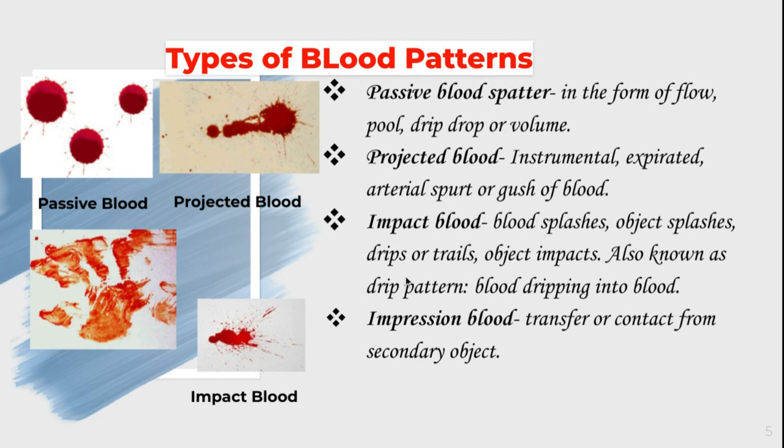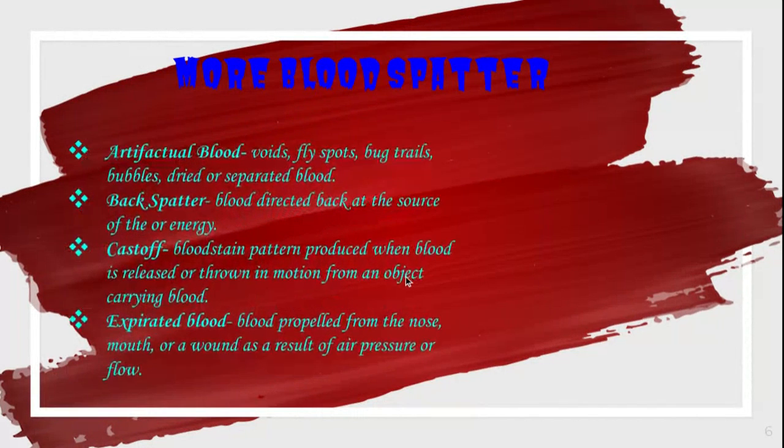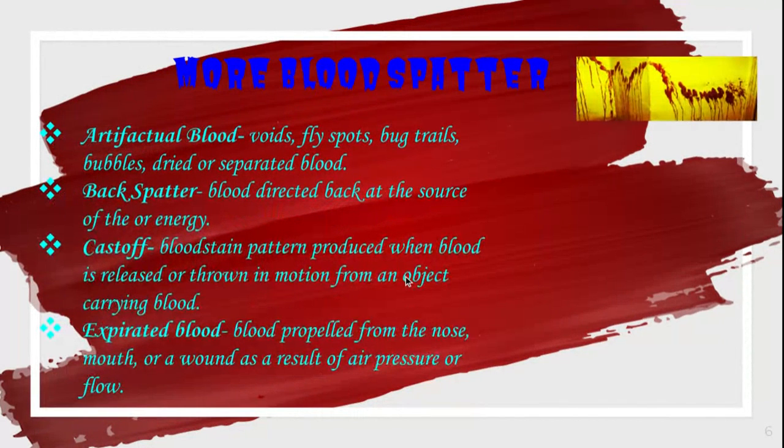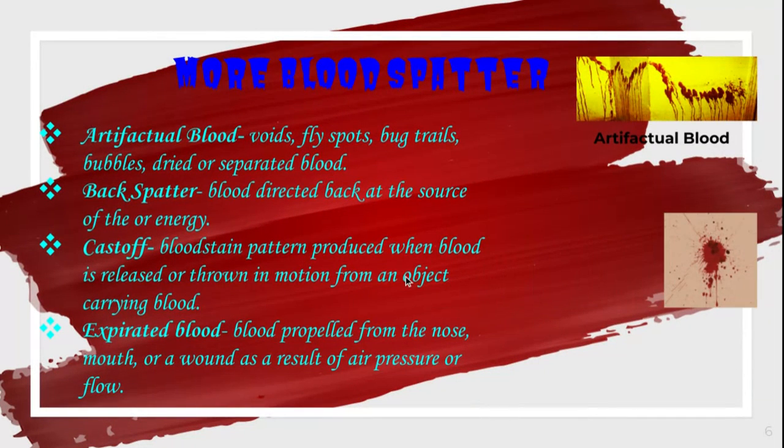Then you have impression blood. It's coming in contact with blood and transferring it from one place to another. Then you've got artifactual blood. It's secondary blood from insects or bugs, or dried or separated blood. Back spatter is directed back at the source of the energy, so like a gunshot.